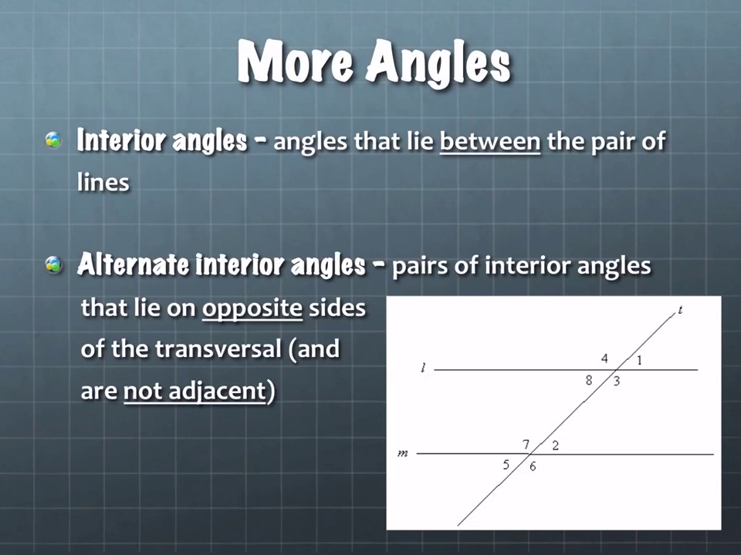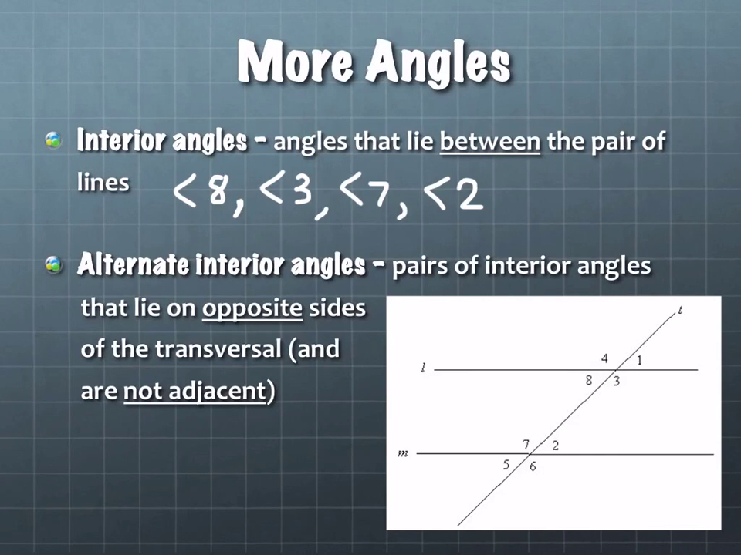So take a look at first what we mean by interior angles. Interior angles are angles that lie between the pair of lines. So which angles in this diagram are interior? We're going to list them all. 8, 3, 7, and 2. Those are my interior angles.